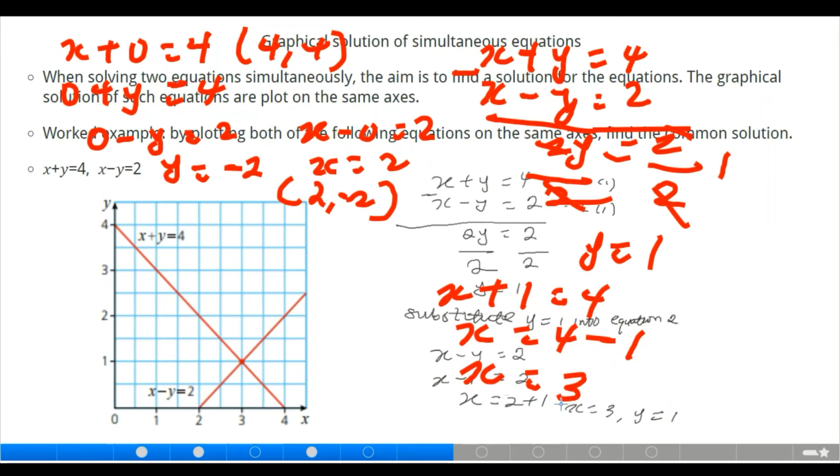Under this, we can also plot on our graph. The first point is telling us that when x is 0, y is 4, so we have a point at 0 and 4, you can see here. And the second one is telling us that when x is 2, y is what? y can also be minus 2. So when x is 2 here, look at it, we just sketch it out here.